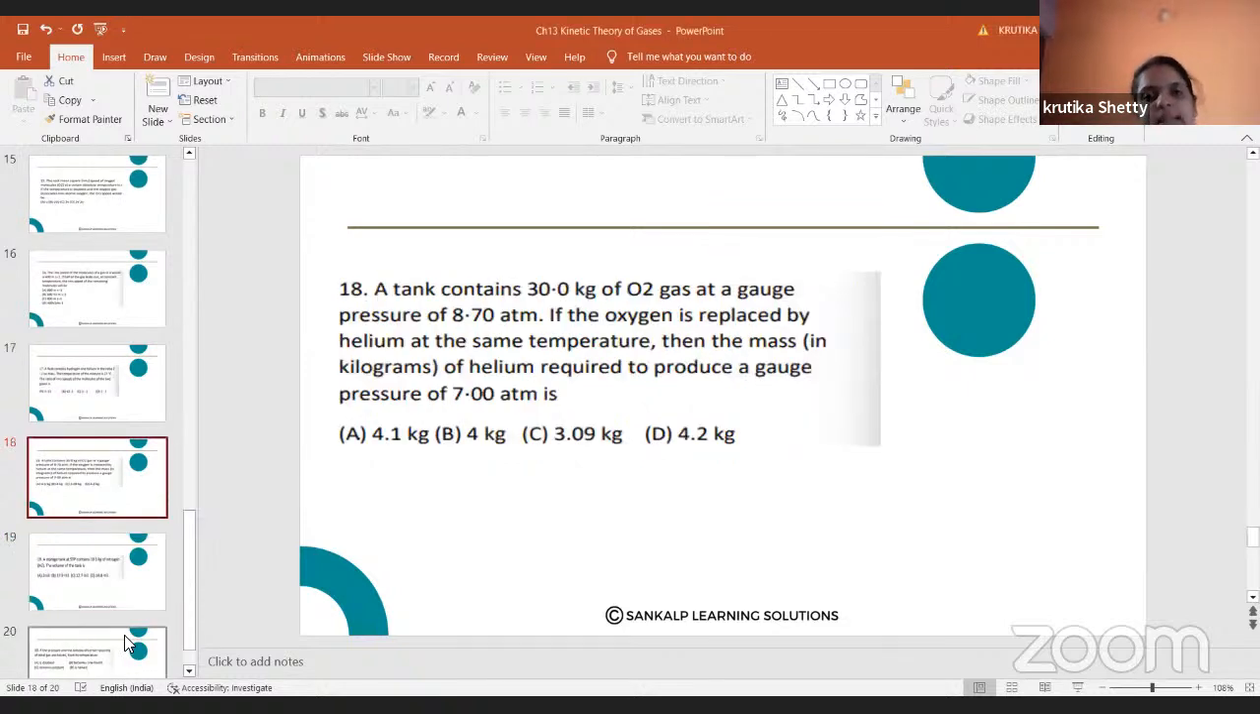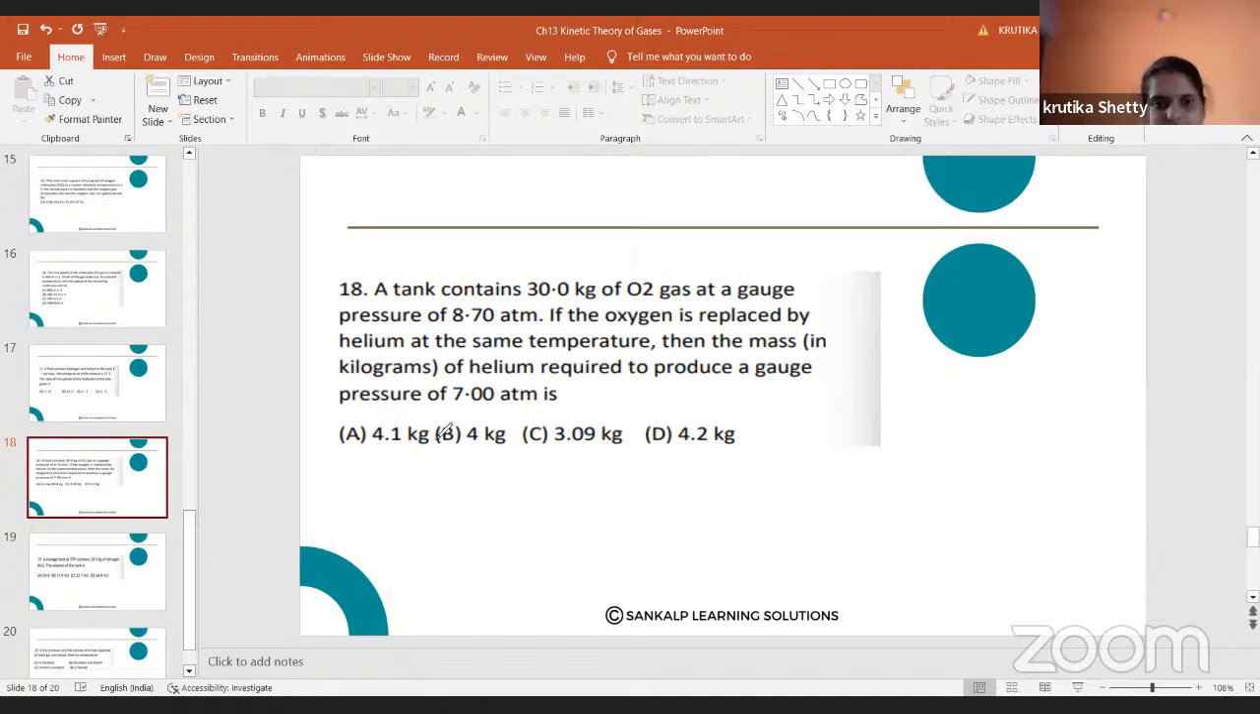Okay, then the next question is, a tank contains 30 kg of O2 gas at a gauge pressure of 8.7 atmosphere. Gauge pressure means the difference in the pressure, right? If the oxygen is replaced by helium at the same temperature, then the mass of the helium required to produce a gauge pressure of 7 atmosphere is. So the gauge pressure, the difference in the pressure, is given. They are asking you the mass of the helium. So let us solve this.